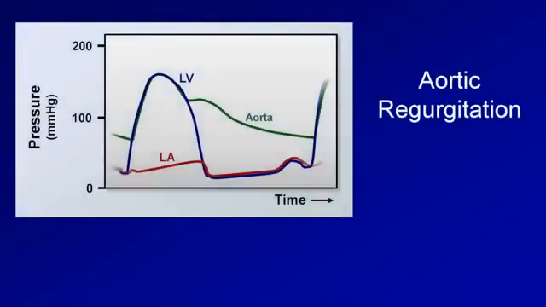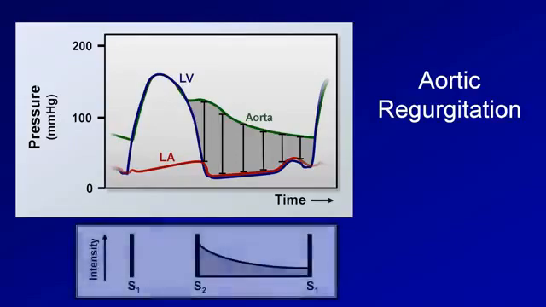In aortic regurgitation, there is a gradient between the aorta and left ventricle during diastole. As diastole progresses and more blood falls backwards into the left ventricle, aortic pressure drops as LV pressure slightly increases, resulting in a narrowing of the pressure gradient. Thus, this leads to a diastolic decrescendo murmur.